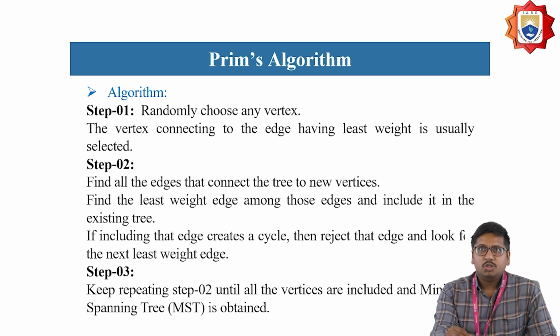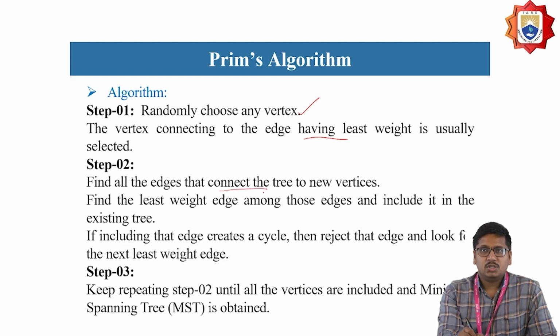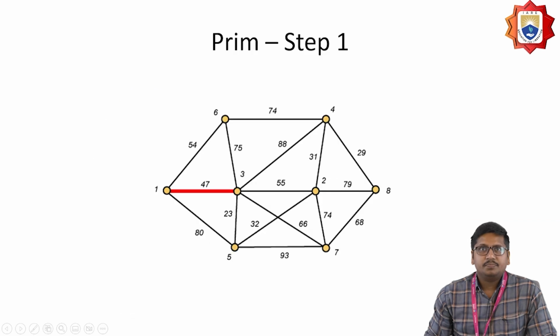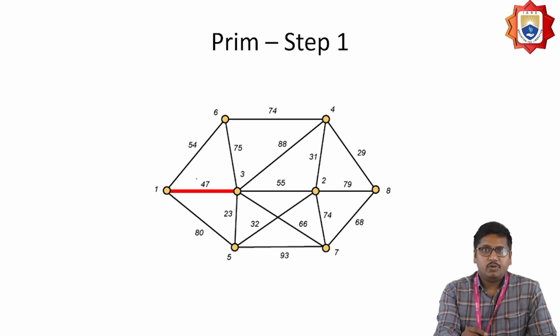So first, randomly choose the vertex, and the edge connecting the vertex having the least weight is usually selected. Step 2: find all the edges that connect the tree to new vertices and find the least weight edge among those edges to include in the existing tree. If including the edge creates a cycle, then reject the edge. Step 3: keep repeating step 2 until all the vertices are included. Okay, so this is the initial step of Prim's algorithm. Initially I'm going to select this 47 first.